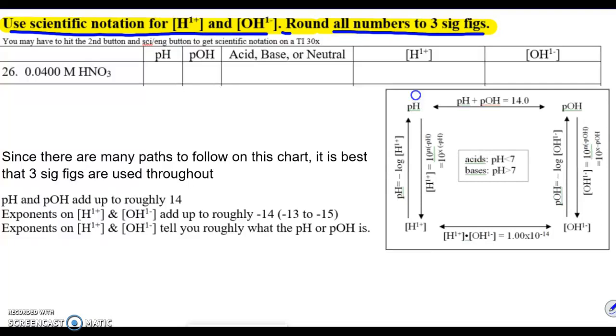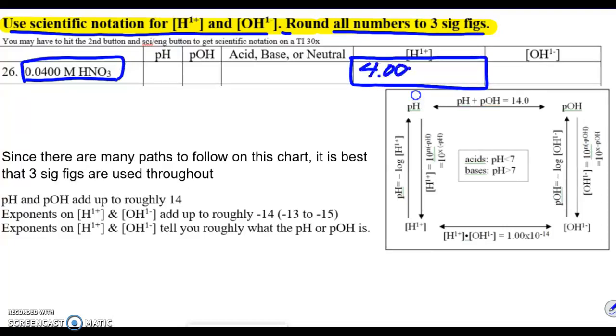So for question 26, it gives us this molarity of this acid. This is a strong acid, meaning it's going to break apart completely, which means that the molarity of this acid is my hydrogen ion concentration. So I go over here and I write in my hydrogen ion concentration, but I do it in scientific notation. So that's 4.00 times 10, and I have to go to the negative second.